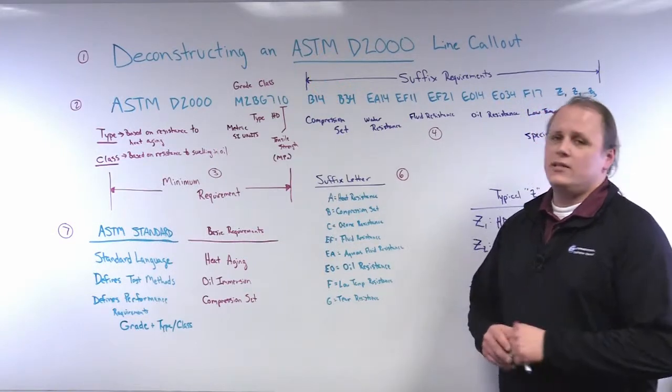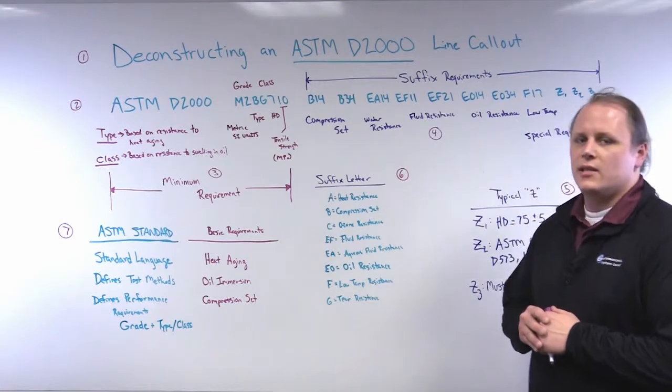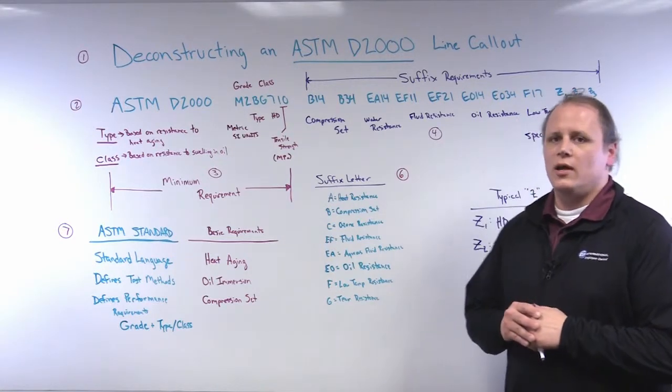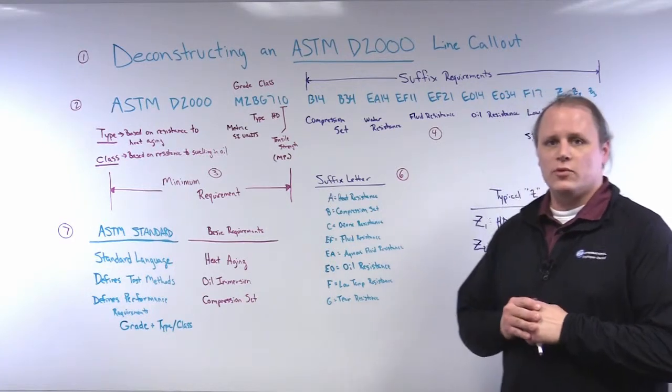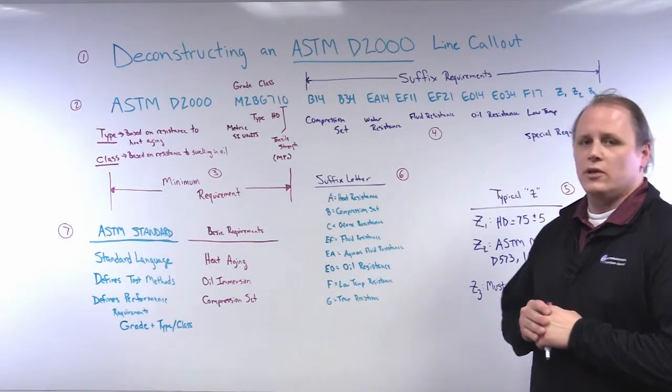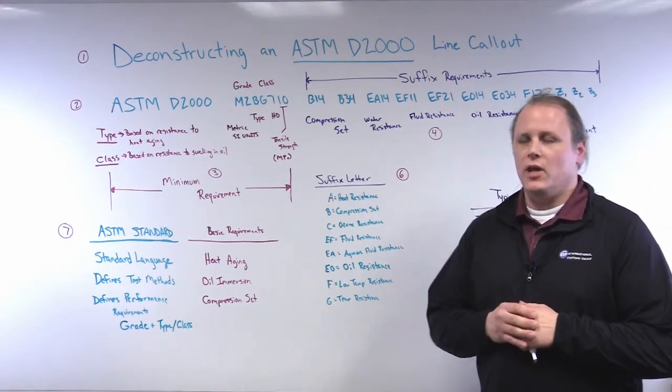Deconstructing an ASTM D2000 line callout. In many elastomer products, ASTM D2000 is utilized as the standard to communicate performance requirements of the materials based on the customer's expectations or the demands of the application.